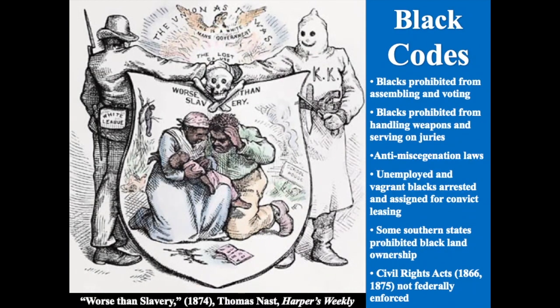Congress does pass two civil rights acts, the first in the history of the country, in the Reconstruction period, in an effort to improve the condition of blacks and give them more access to civil rights in the South. But generally, these are not enforced. And once Northern troops withdraw from the South in 1877, generally they are not enforced, and blacks live in a state of oppression throughout much of the southern United States.